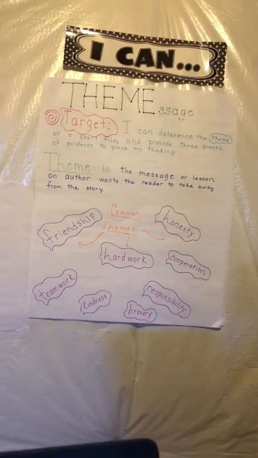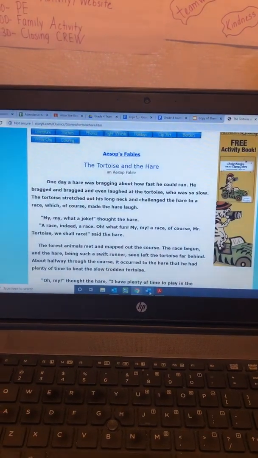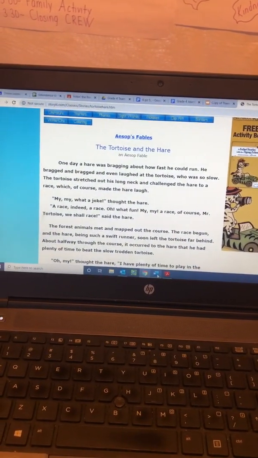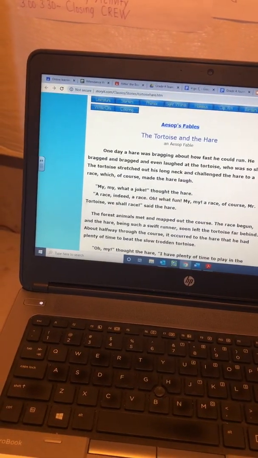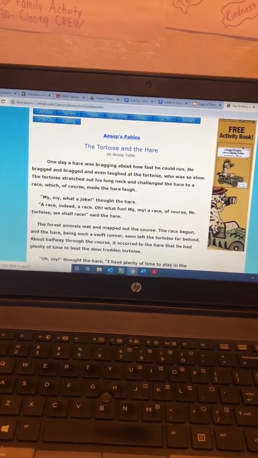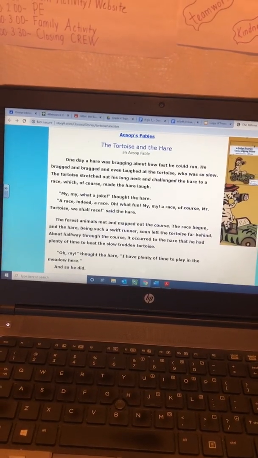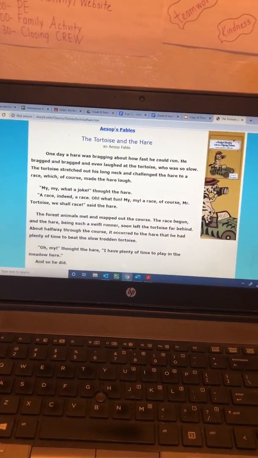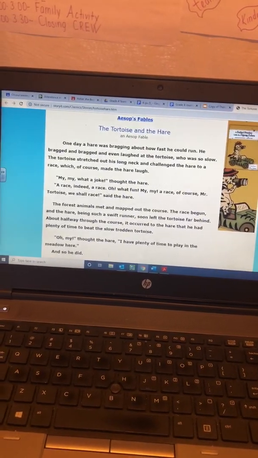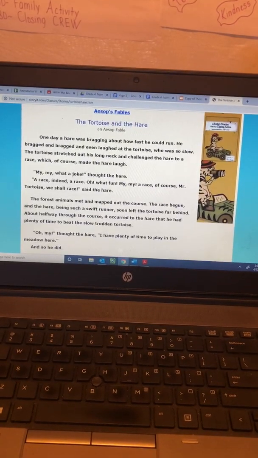Today we're going to switch over to a fable that's pretty popular that you've probably heard before by Aesop, The Tortoise and the Hare. Then we're going to look through what key details help us in that fable to determine a theme. Remember, 3 pieces of evidence, always to back up your thinking. As I'm reading aloud to you, I want you to think about what are some details I can use to prove my thinking? All right, so here we go.